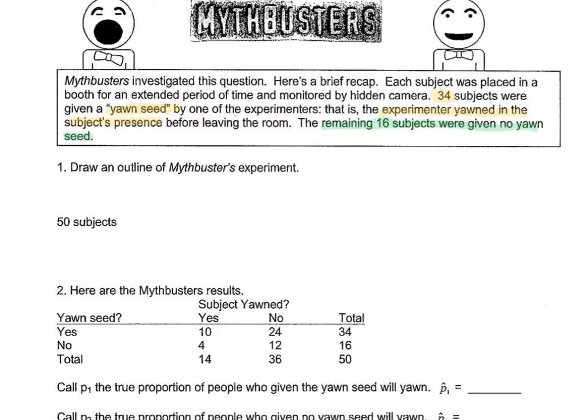So let's see what this experiment looks like if we drew a diagram. We've got 50 subjects and we randomly assigned them to 2 groups. Group 1 will be the 34 subjects who received the yawn seed, and Group 2 will be the 16 subjects who did not receive the yawn seed. And this was random assignment.